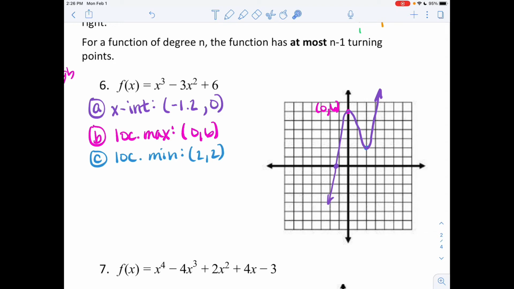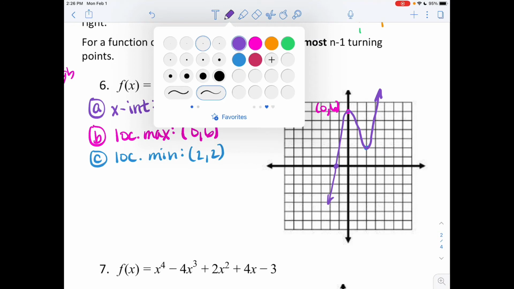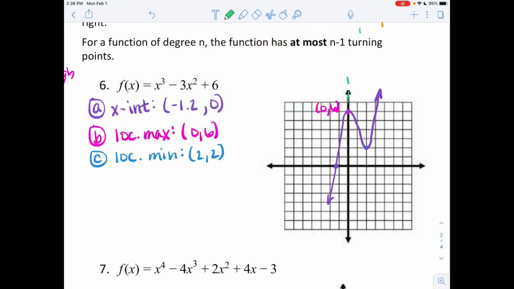I am increasing as I read my graph left to right. I see that the first thing I come to is an arrow. That means it continues that direction. But I am going up, up, up, up, up until I hit this point right here, my turning point, which is the local maximum. So I know that that is a critical location in my graph. So I'm going to go ahead and draw my dashed line.